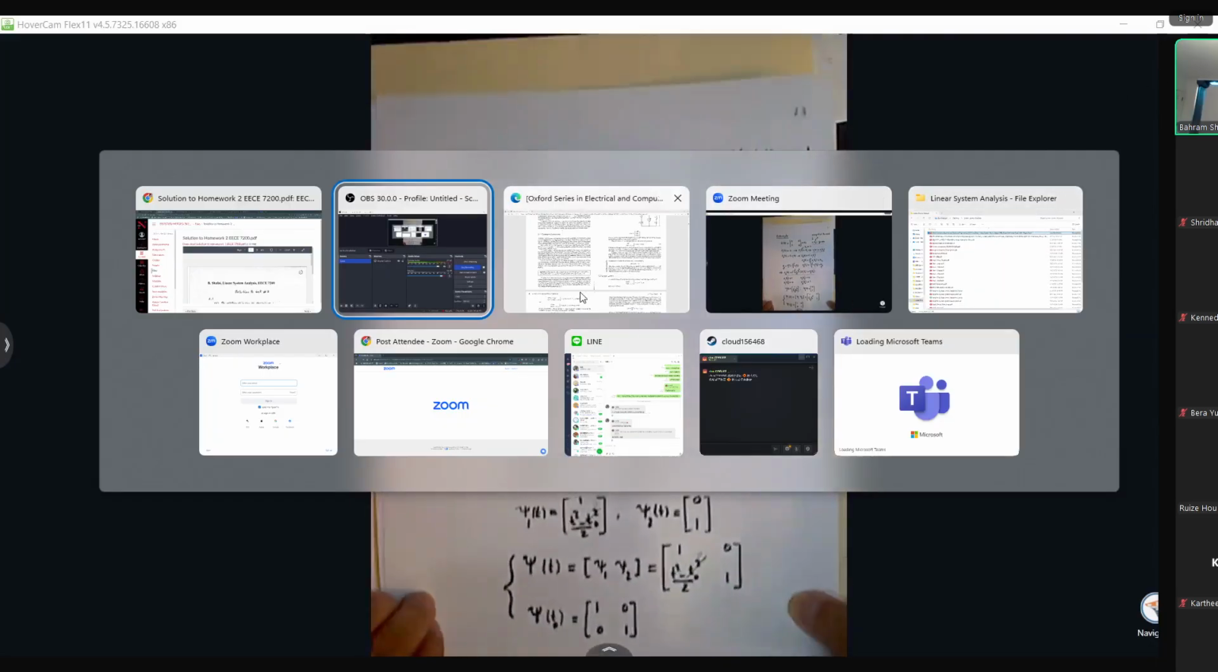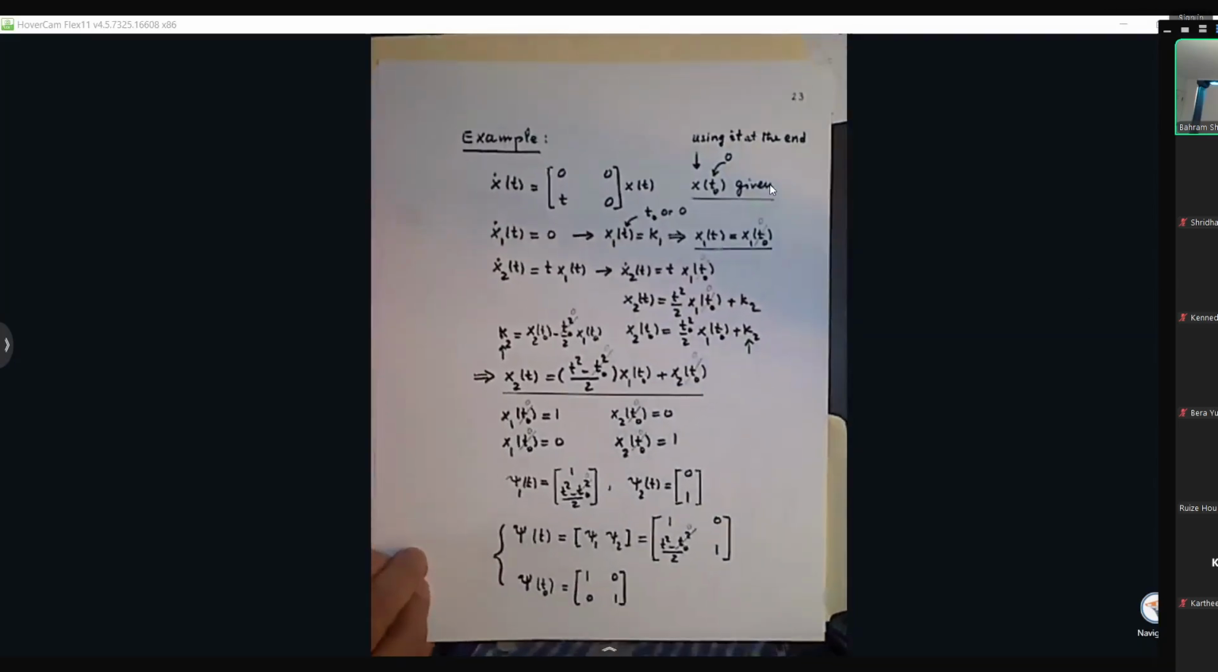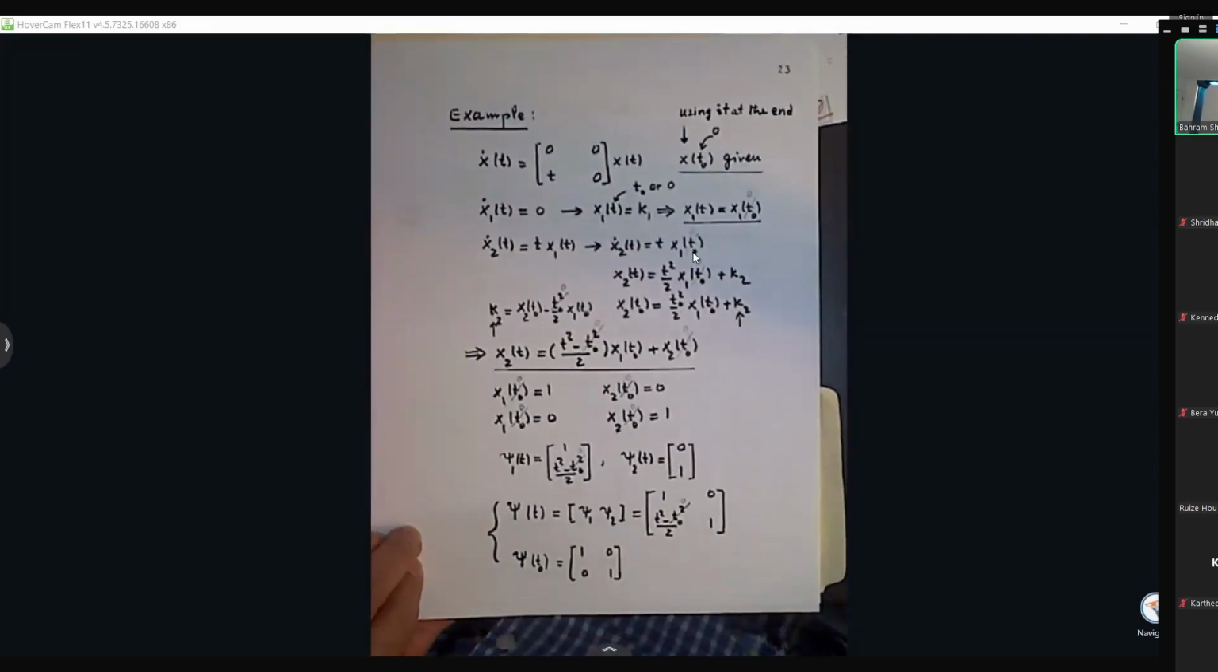This is something that is given here, but we are not using this. It could be x of t0 equal 1, 1. But here, you are using x1 of t0 and x2 of t0 fictitiously to generate fundamental matrices.